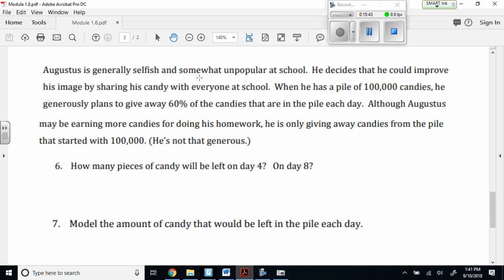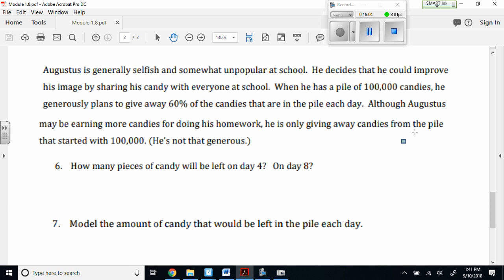Augustus is generally selfish and somewhat unpopular at school. He's Mr. Palmer. So he decides that he could improve his image by sharing his candy with everyone at school. We call that a weight loss program. Give it to your friends.